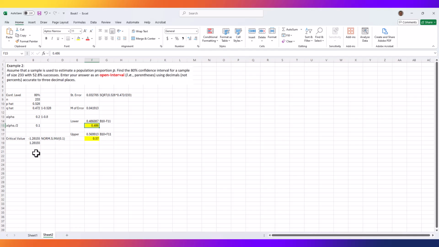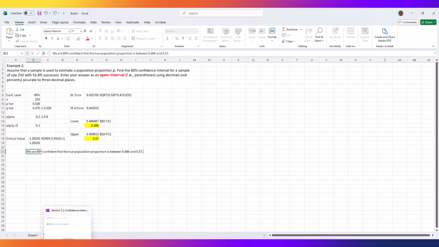And so we have here, I'm doing an interpretation here, 80% confident that the true population proportion is between 0.486 and 0.57. Now that's an interpretation, that's just a little bit extra.